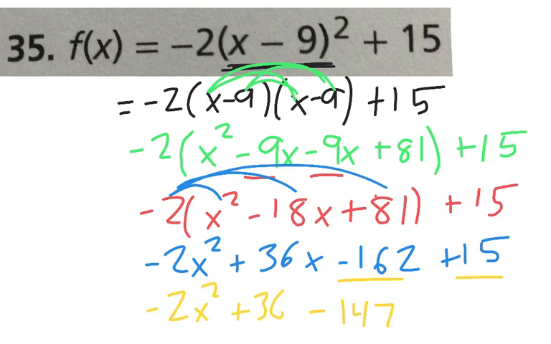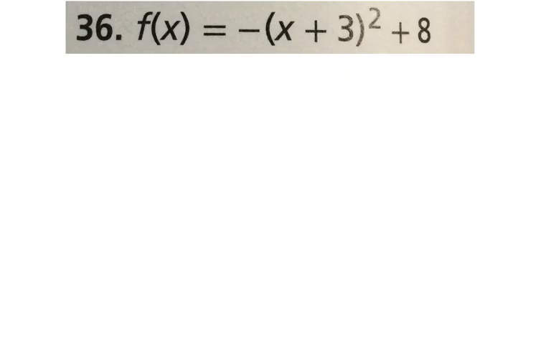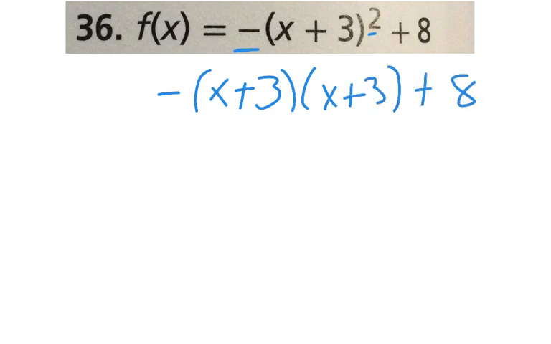Okay, so looking here, I have negative x plus 3, being squared, plus 8. If it's being squared, that means I'm multiplying it by itself. So the negative comes down front. The x plus 3 is being multiplied by itself, x plus 3, plus 8. Questions on that step?